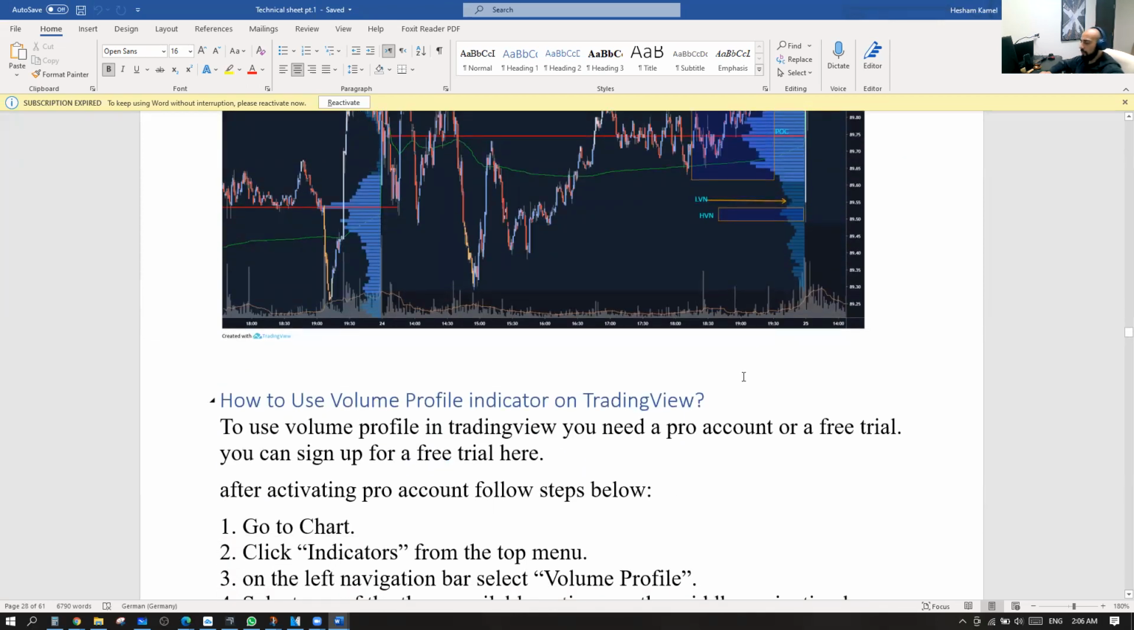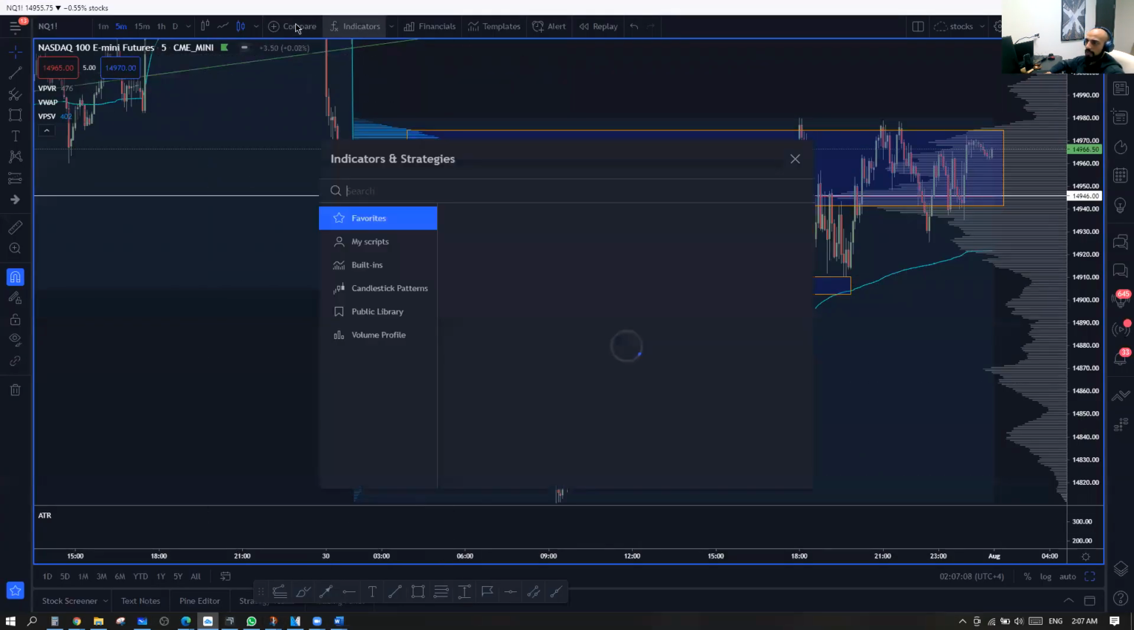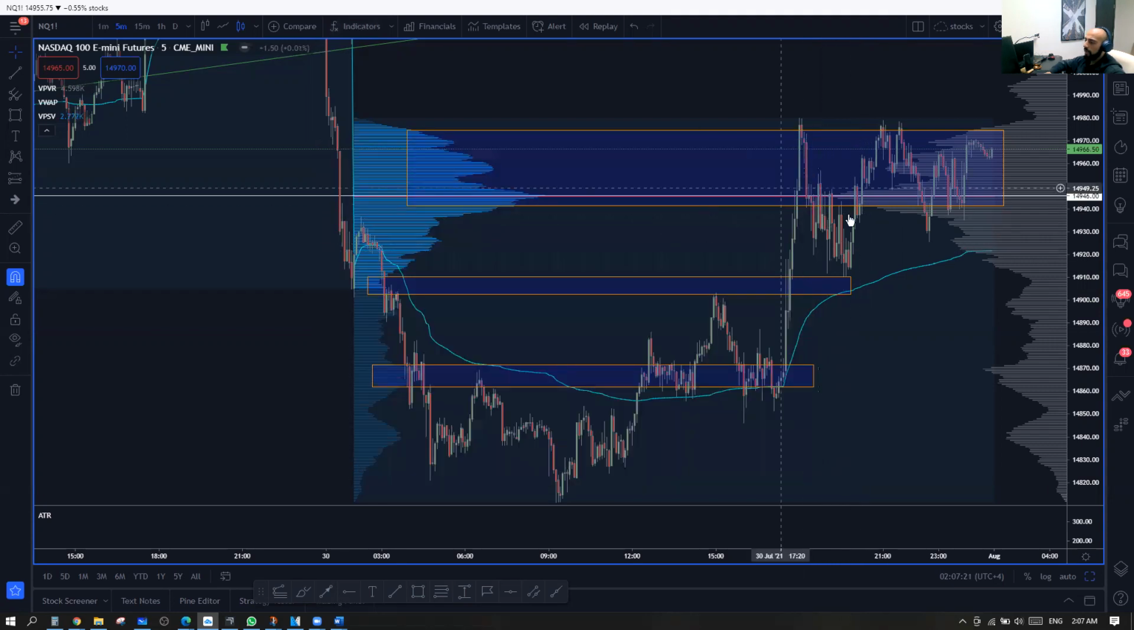So if you are using TradingView, how to use the volume profile indicator: go to chart, click indicators from the top menu. On the left navigation bar, select volume profile, and select one of the three available options in the middle navigation bar. Let me show you visually. You have it here, indicators. You have the volume profile. And if you want to see every day, today, a separate volume profile, you can use the session volume and then apply it, and you will be able to see your volume profile.